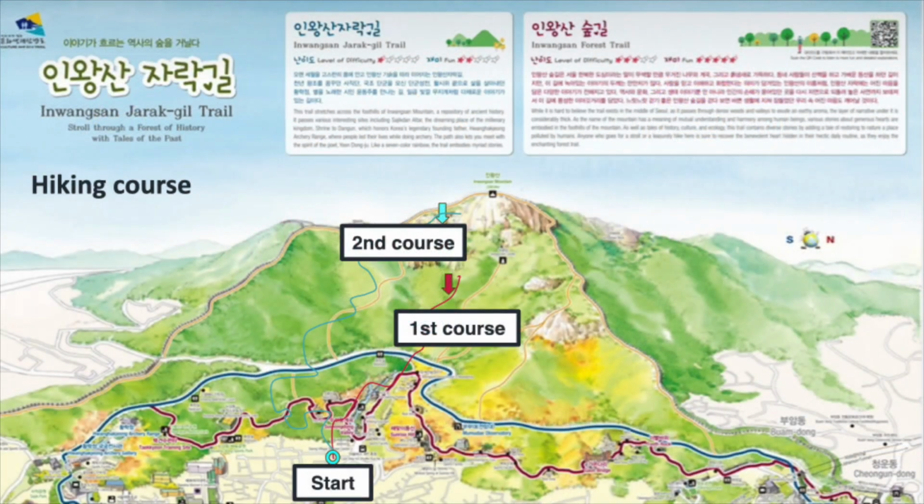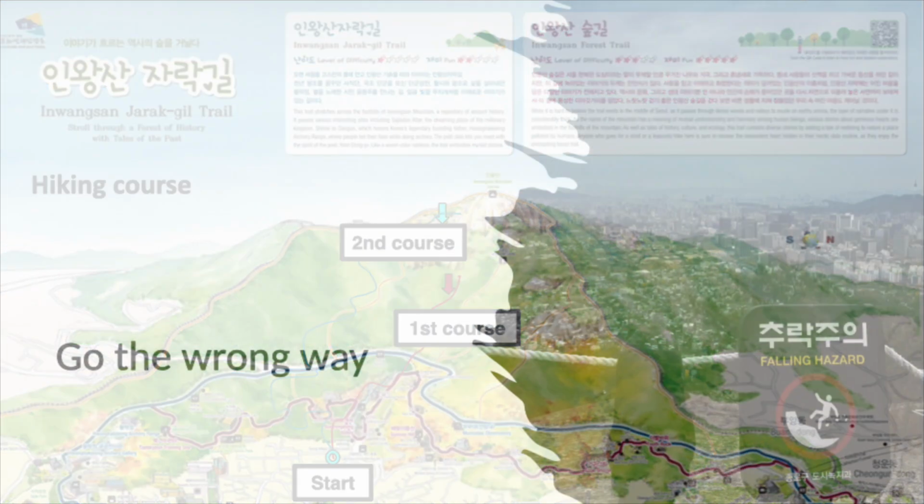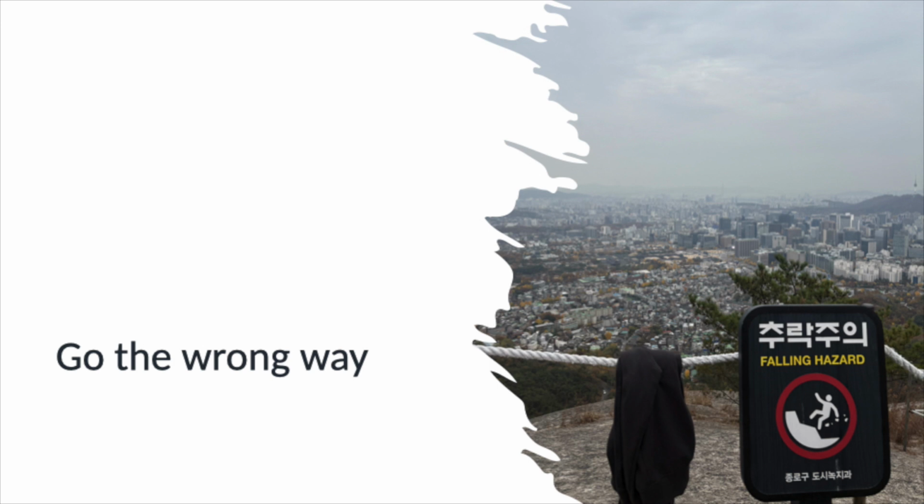As we kept going up, it looked like we could see the top more and more. But when we had gone up about 40 minutes, we felt something was wrong. As it turned out, the road was not to the top of Mountain Inwang, but to Seokguram Rock. So we had no choice but to come back down that long road.